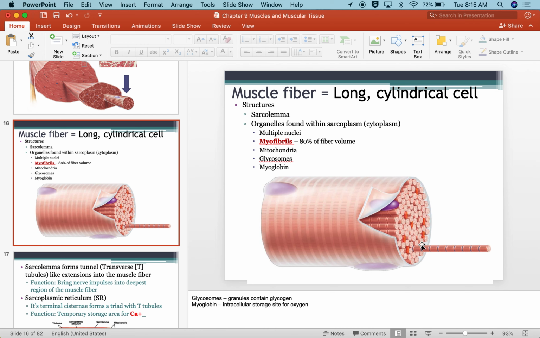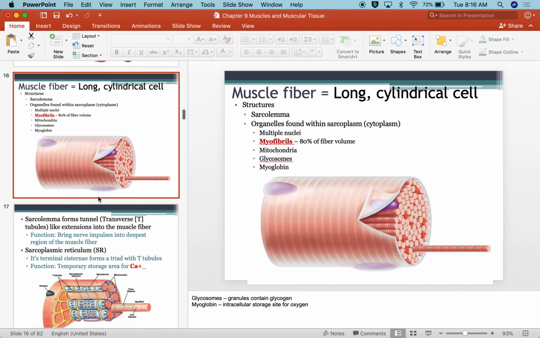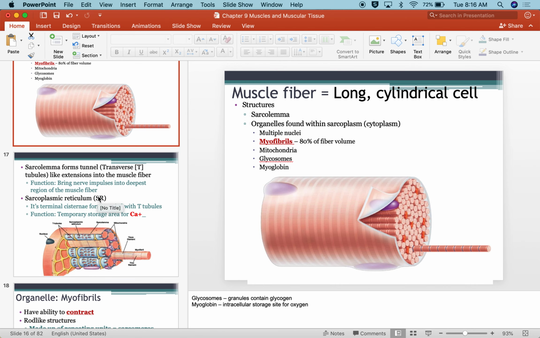The myofibrils, which are proteins, that's what all of these things are in here, and that's about 80% of the fiber volume. We have mitochondria, which are these orange things. Glycosomes, which are sugar storages for our glycogen. And then myoglobin, which gives the muscle its red color, and maybe this picture is trying to represent this as the myoglobin. But this is intracellular storage for oxygen, which is why muscle has that red color. That oxygen makes it red. So think of myoglobin like hemoglobin, but just found in your muscles.